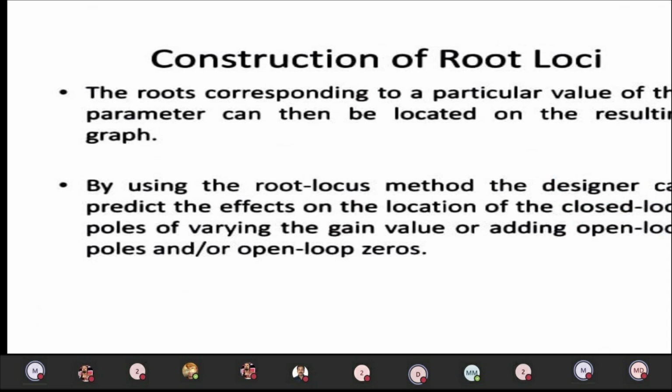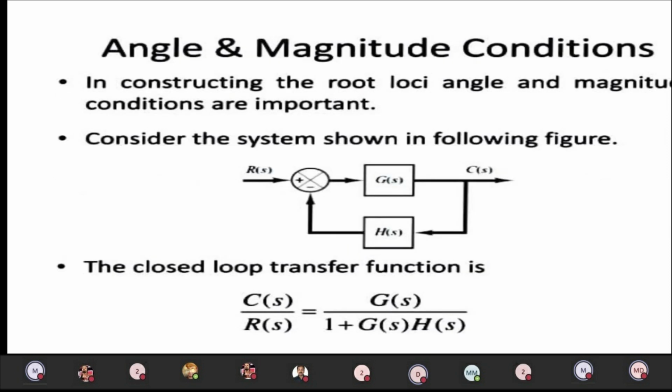The particular thing about this method is that we have to consider the S-plane with symmetrical axes. Whatever scale is chosen for the real axis has to be chosen for the imaginary axis also. Also, by using the root locus method, the designer can predict the effects on the location of the closed loop poles of varying the gain value and of adding poles and zeros to the system. Okay, so these are the important things we should know.